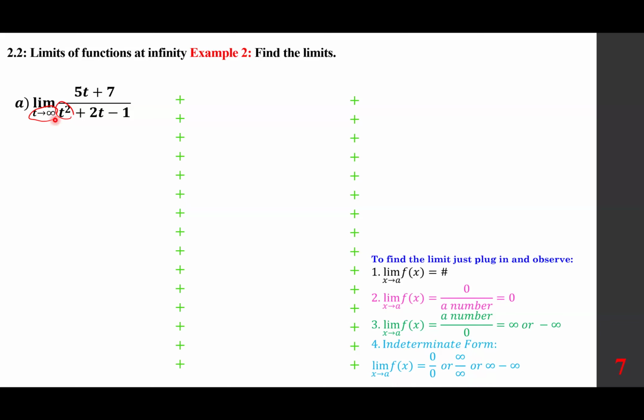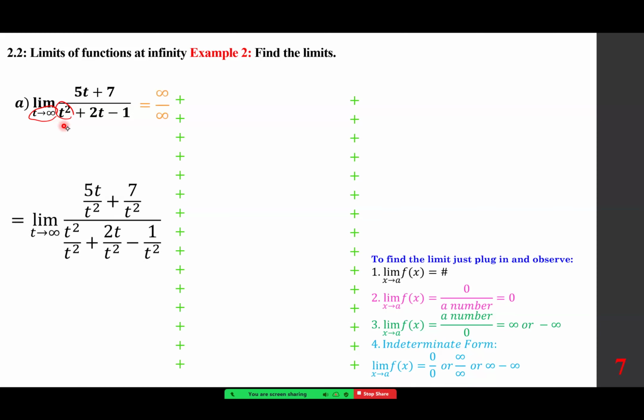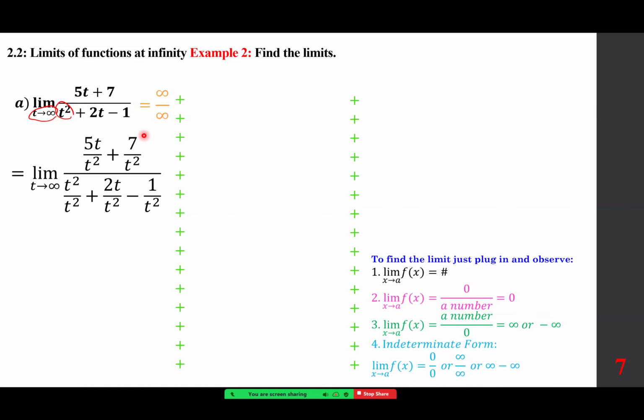The technique is to divide by t squared. So when we do that, all of this goes to zero except this one. First of all, simplify this one, this one, this one, this one, all of this.